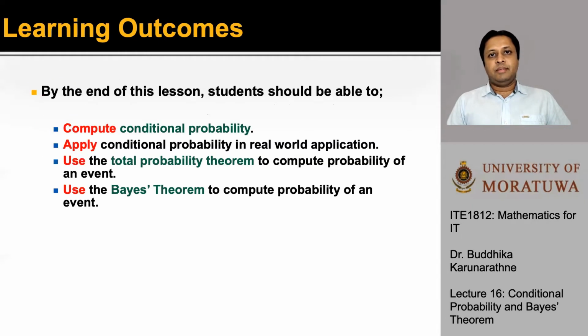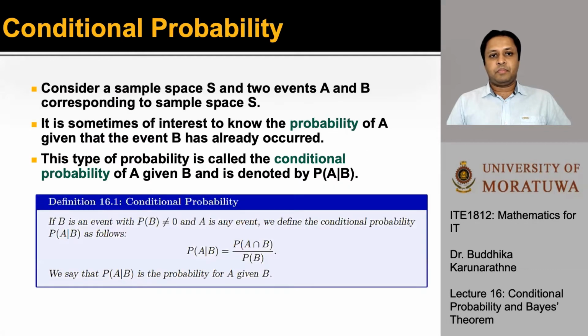We will first look at the learning outcomes. By the end of this lesson, you should be able to compute conditional probabilities, apply conditional probability in real-world applications, use the total probability theorem to compute the probability of an event, and use Bayes' theorem to compute the probability of an event. So let's first look at conditional probability.